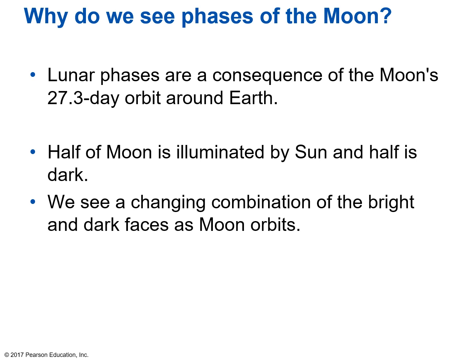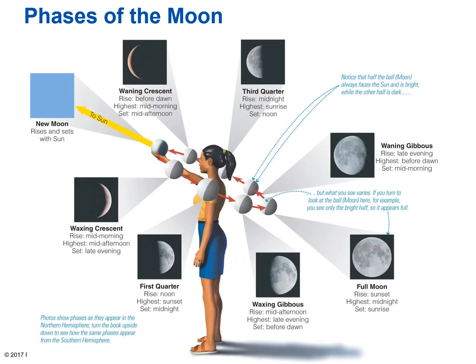And so when you think about the sphere that is the moon, you have to understand that at any given moment, only half of it is getting sunlight. It's daytime on that half of the moon, and it's nighttime on the other half of the moon. We see a changing combination of the bright and dark faces as the moon orbits the Earth. So you look at this picture here, and here's the observer at the center, and you can picture, so she's there on Earth, and the moon is moving around the Earth once every 27.3 days.